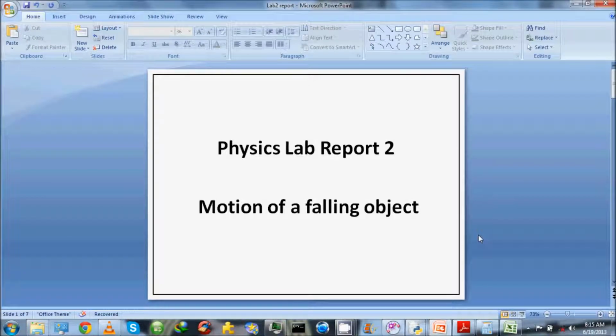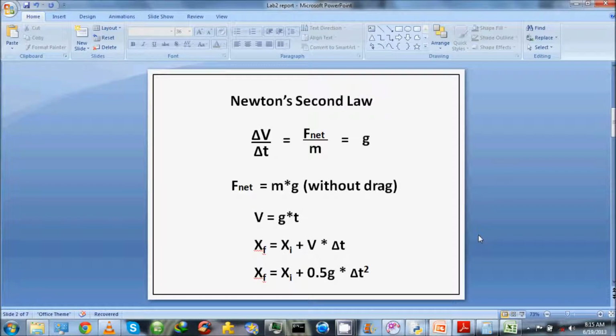The objective of this physics lab report is to observe the motion of a falling object and compare its results with computational models with and without drag. Now considering a motion without drag, we can see that the net force acting on the object is the weight force. Substituting this value, we can see that the rate of change of velocity should be equal to the acceleration due to gravity, which is a constant.